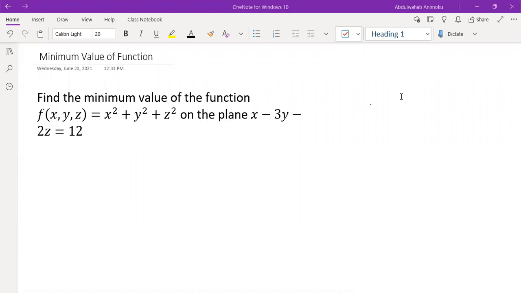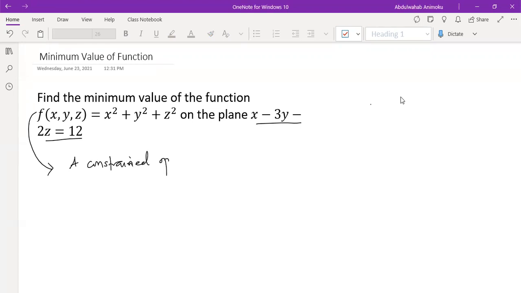In today's video, we're going to look at how to find the minimum value of a function on a plane. This problem is a different flavor from the one that we solved before. We are looking for the minimum of this particular function, and it has to be on this plane. This is called a constrained optimization problem, because we have to minimize this based on this particular plane.